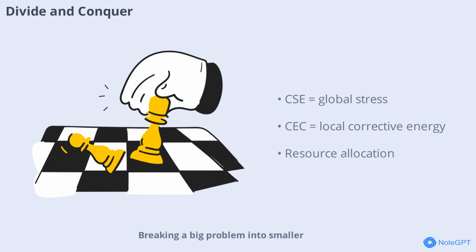Breaking a big problem into smaller, manageable parts is often the key to progress. In this context, CSE acts as a global stress signal. If the overall problem feels overwhelming, CSE is high. CEC is then distributed locally. Each subproblem gets a share of the corrective energy based on its own local CSE. This mirrors how the brain or a distributed system might allocate resources, focusing more energy where the imbalance is greatest. As each part is solved, local CSEs drop and the global CSE follows, guiding the process to completion.